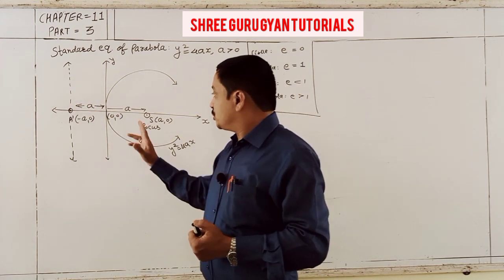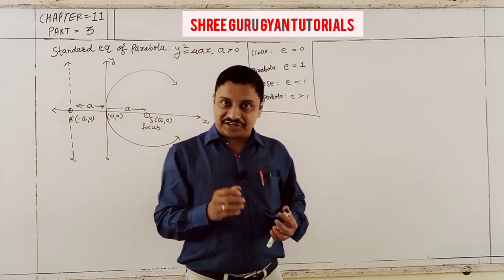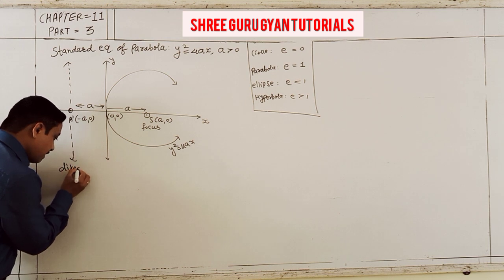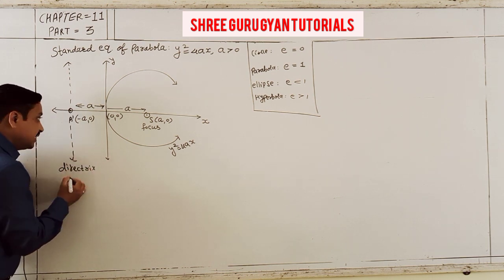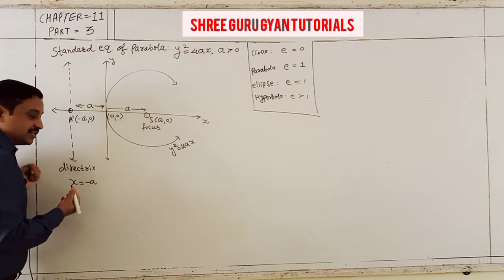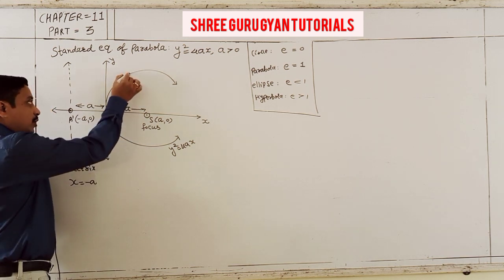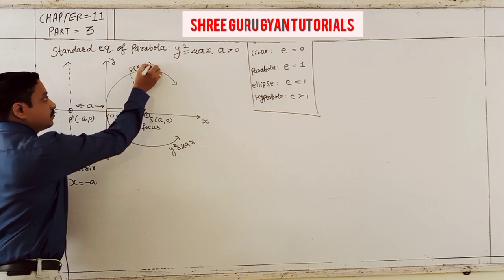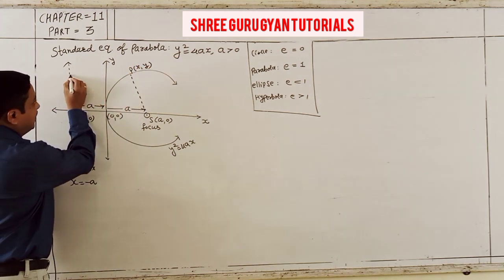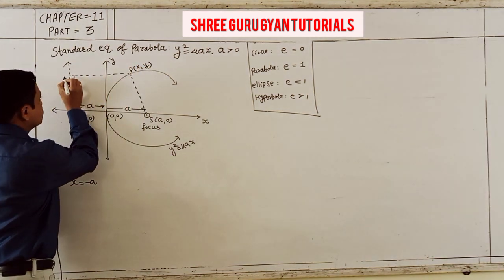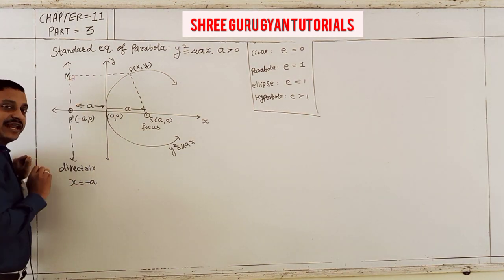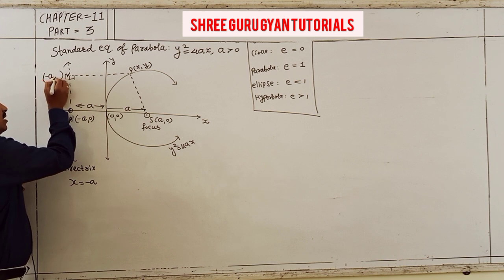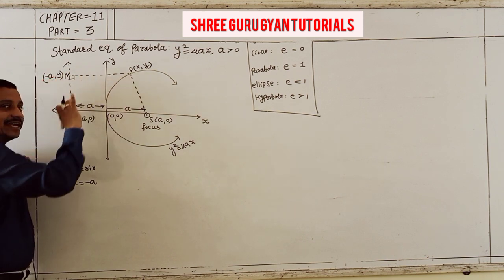Yes students, the line opposite to the focus is called your directrix. So here write down directrix, and its equation is x is equal to minus a. Take one point on the parabola P(x, y), and the perpendicular distance traveled up to the directrix reaches the point M. The x coordinate is the same, minus a, and the height is y.